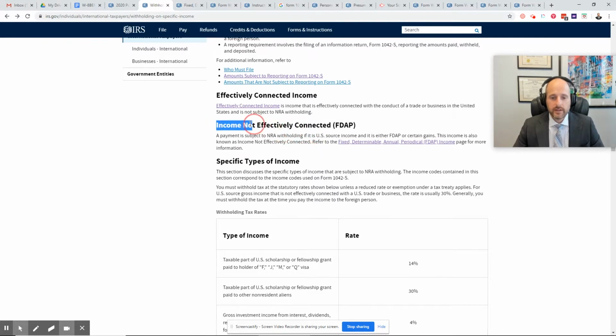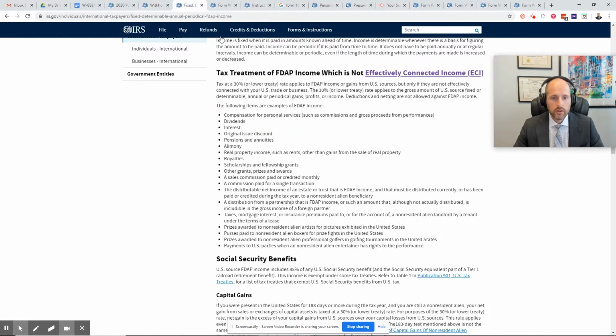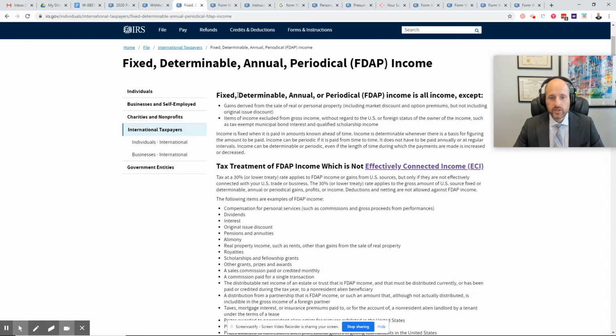Effectively connected income versus not effectively connected with a trade or business. A payment is subject to non-resident withholding if it is U.S. source income and either FDAP, which is fixed, determinable, annual, or periodic, or certain gains. And that would be not effectively connected. And they have a page for this too. So fixed, determinable, annual, or periodical income is all income except for gains derived from the sale of real or personal property. And this is generally stock.